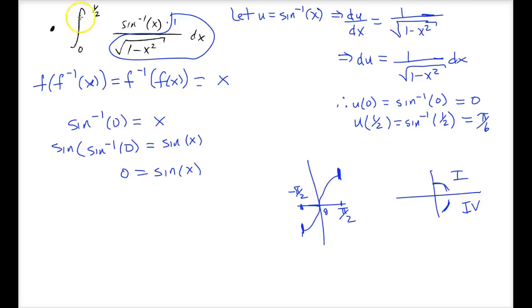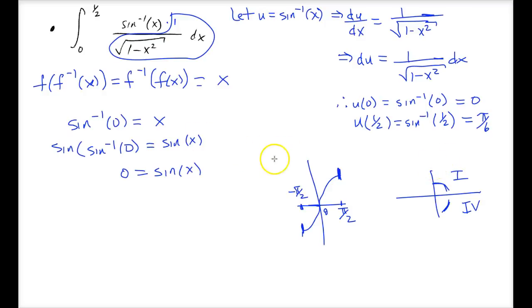Because according to what these limits of integration are, that's going to play a role in knowing what your angle answers are going to be, and that's going to be based upon what quadrant you're in. So for instance, if we were doing this from negative 1/2 to 0, then we would actually be operating in quadrant 4 instead of quadrant 1. And so if it was negative 1/2 here, my answer to this question would be negative pi over 6 instead of positive pi over 6. And so that would be important to answer it that way.